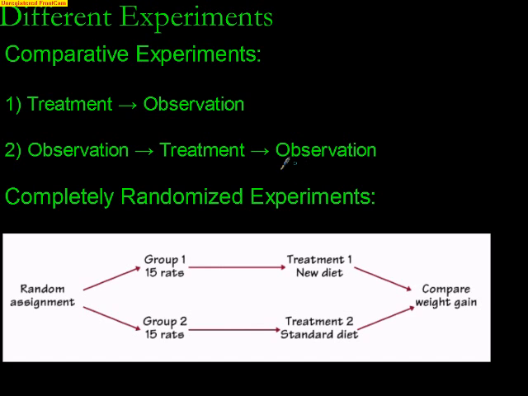And here's an example of a completely randomized experiment. We have 30 rats. We've divided them into 2 groups. One group gets a new diet, and the other group gets a standard diet. So this bottom group here, even though they didn't get a placebo, they still did get something. They got their standard diet, whatever they normally get.